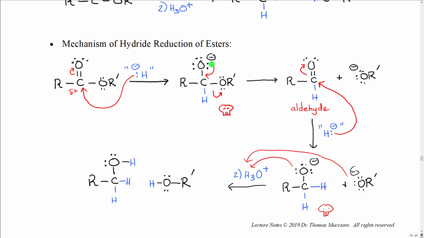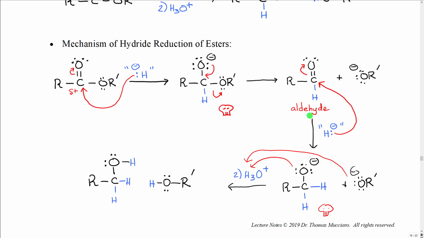Now, the interesting thing is, when you push the alkoxide out, you recreate the carbonyl, but now, instead of being an ester, the OR prime is detached. Now we have a hydrogen directly attached. That makes this intermediate an aldehyde. And we saw in a previous chapter that aldehydes readily react with hydrogen minus, and in fact, they are among the most reactive of the carbonyl compounds. So we can't stop here at the aldehyde.